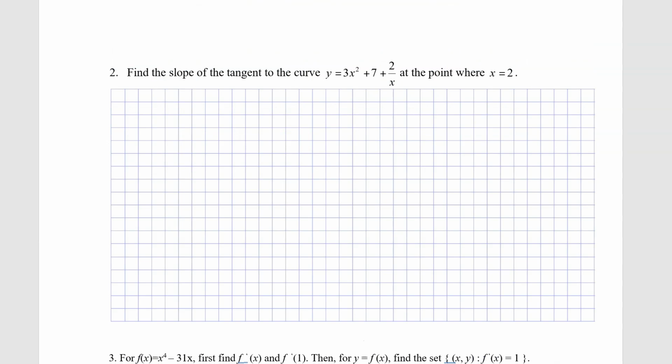Question 2. Find the slope of the tangent to the curve y equals 3x squared plus 7 plus 2 over x at the point where x equals 2. So all this is asking is differentiate the function y here, and then substitute the value of x into the derivative of y to tell us the slope of y at the value of x given here. So first things first, we're going to find the derivative of the function y.